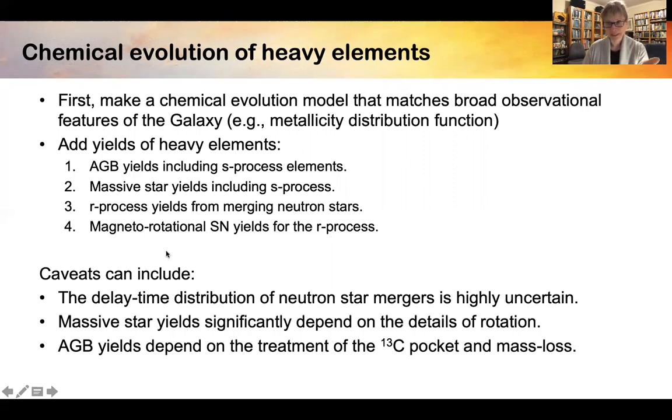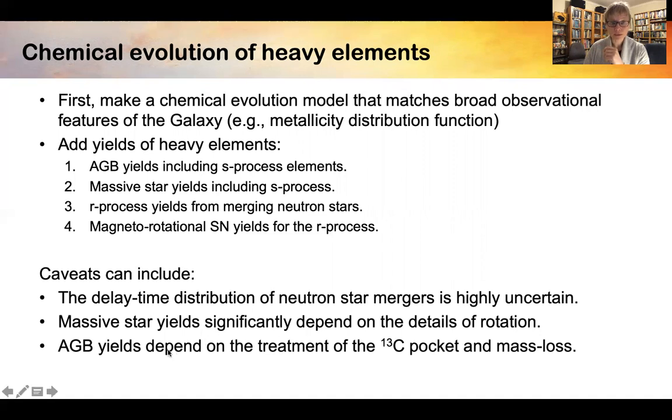There are many caveats here. This is still a work, especially for the r process, but even for massive stars and s process, that's under significant development still. For example, the delayed time distribution of merging neutron stars is highly uncertain. We also know that massive star yields depend significantly on the numerical details of rotation. How you treat rotation in your stellar model has a big impact on the yields that you make. And it seems to depend from one code to another.